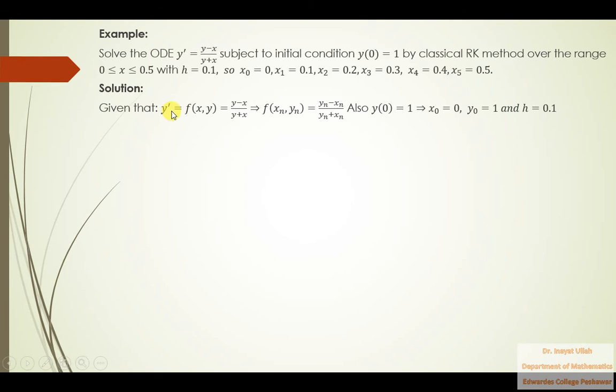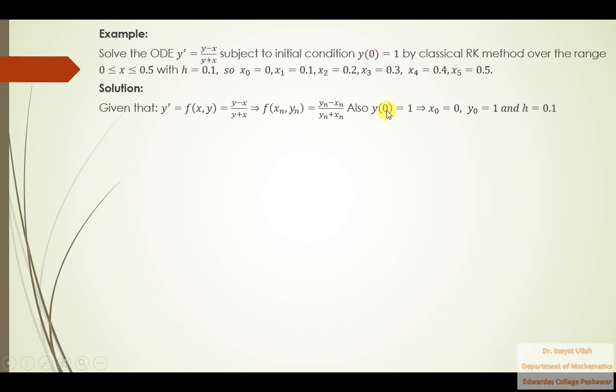The given data is y prime, which is usually denoted by a function of x comma y, is given to you as y minus x divided by y plus x. So this implies whenever you replace x by xn and y by yn, that will become yn minus xn divided by yn plus xn. That is function of xn, yn. Also this initial condition y of 0 is equal to 1 is given to you.